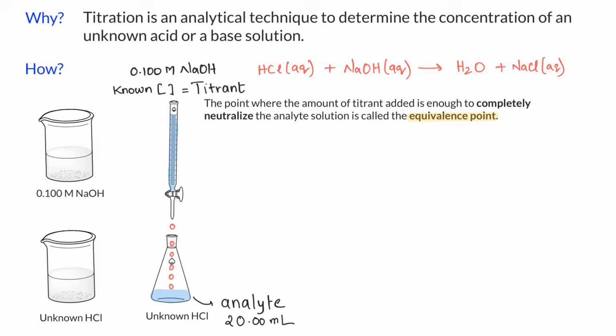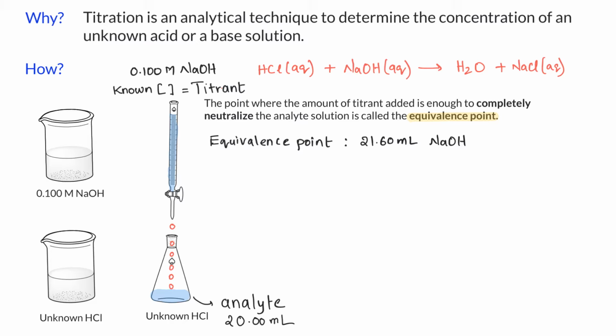Now, how do we determine when the equivalence point is reached? We cannot see the hydrochloric acid molecules in the conical flask. For now, let us say that there is a way to determine this point. Later on, we will discuss how do we determine this equivalence point. In this example, the equivalence point is reached after adding 21.6 milliliter of sodium hydroxide.